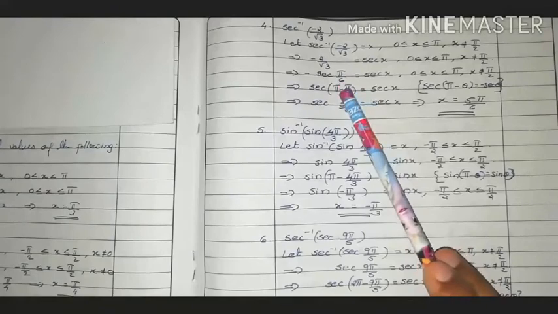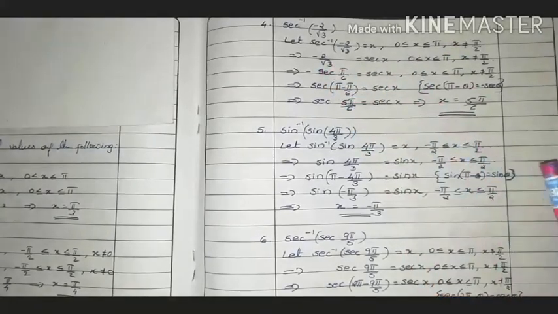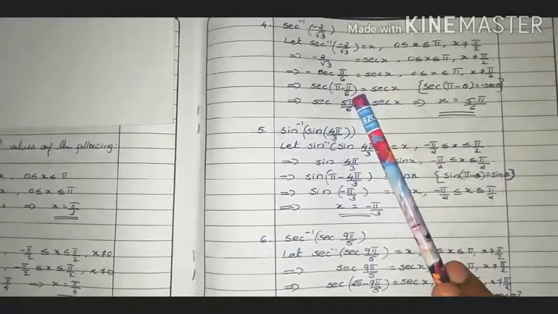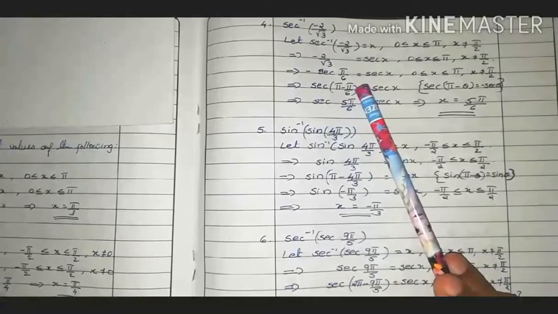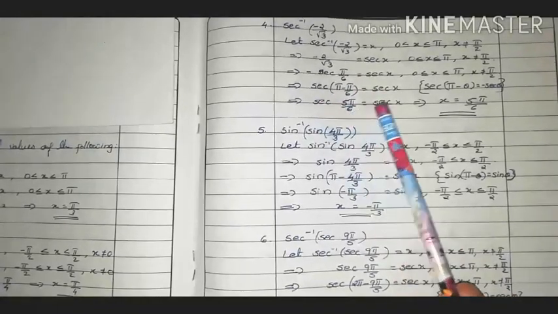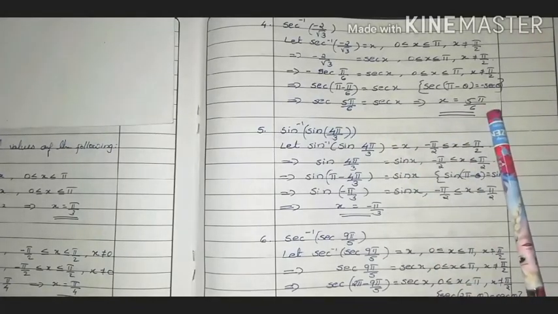We know that pi minus pi by 6 is less than pi. So instead of minus sec pi by 6, we can write sec pi minus pi by 6. And we know that pi minus pi by 6 is 5 pi by 6. So sec 5 pi by 6 is equal to sec x. x is equal to 5 pi by 6.